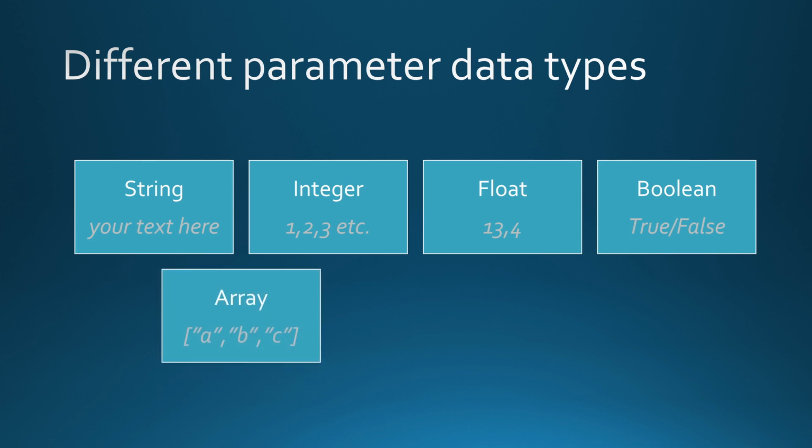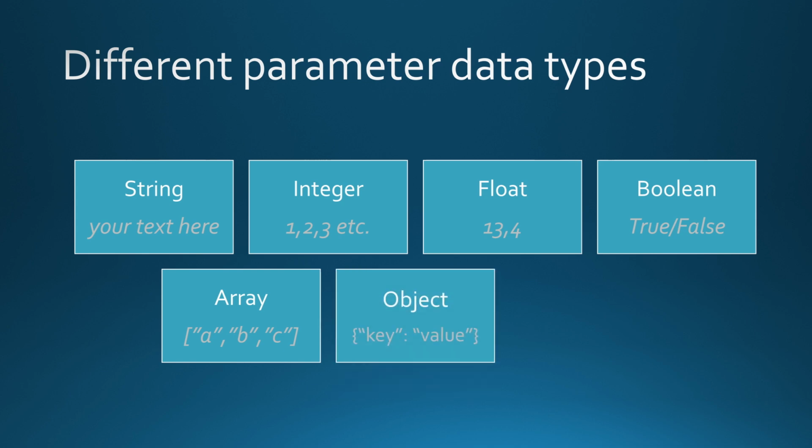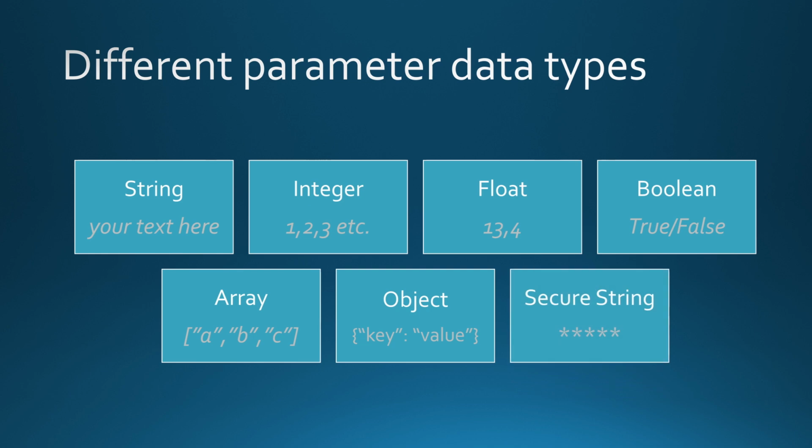Then we have array type parameters, and this is basically your list type parameter in Data Factory, and you can use these for many cool things that we are gonna cover in the future. Then we have object type parameters, so you can pass down some object values as parameters. And if you're familiar with JSON objects, this basically means passing down JSON as a parameter. And lastly, we have secure string parameter that will actually mask the values that you input to that parameter.